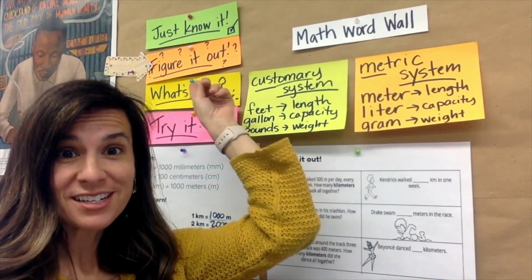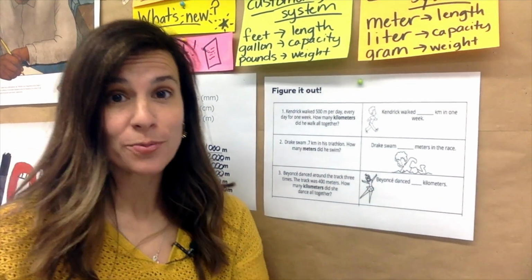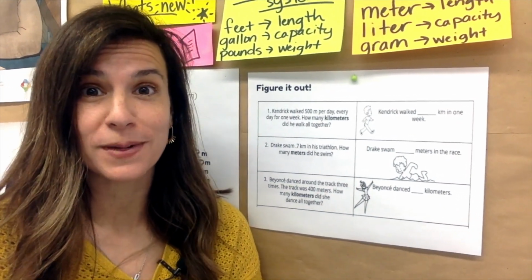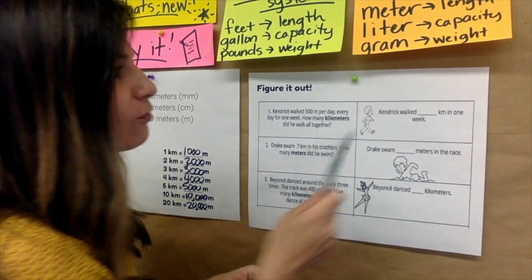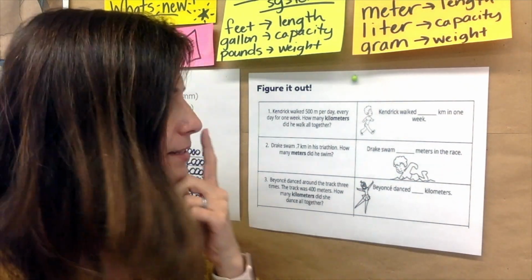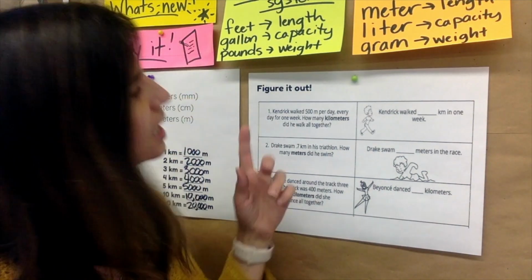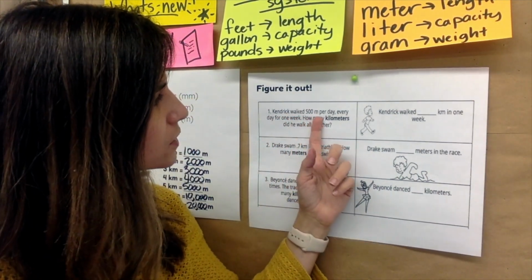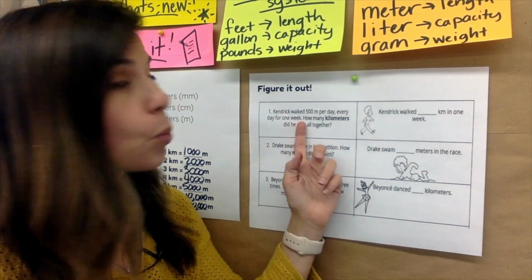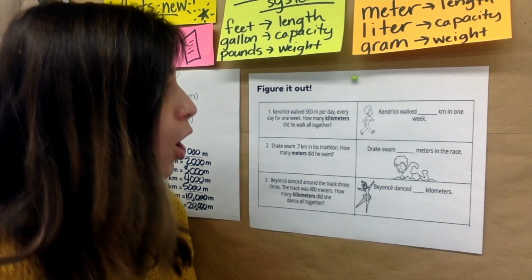All right, we're moving on to Figure It Out. Let's do it. So I have 3 word problems here, and we are going to pick 2 of them to solve. We have one about Kendrick, one about Drake, and one about Beyonce. Let's see. I think I want to start with Kendrick. Kendrick walked 500 meters per day, every day for 1 week. How many kilometers did he walk altogether?